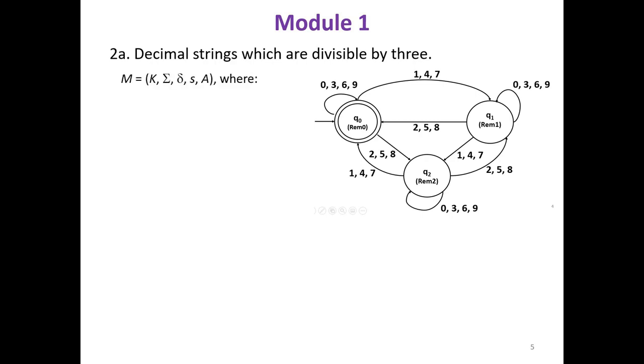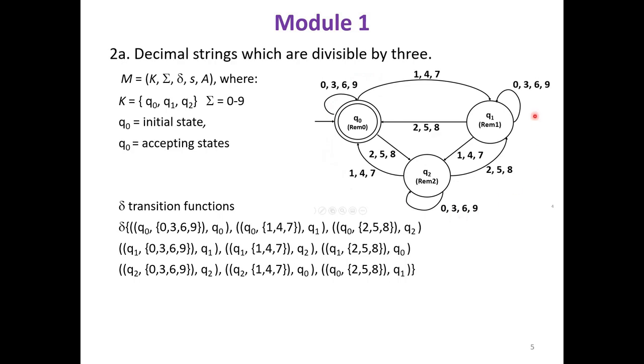The final definition of the DFSM is M equals K, sigma, delta, S, A, where K consists of 3 states Q0, Q1 and Q2. Sigma is 0 to 9. Initial state is Q0 and final state is also Q0. Then the transition diagram and transition table. Either you can write the transition table or you can write the transition functions. Here I have written the transition functions. Delta of Q0, 0369 goes to Q0, a self loop. Q0 on 147 goes to Q1. Q0 on 258 goes to state Q2. Similarly for Q1 and Q2.